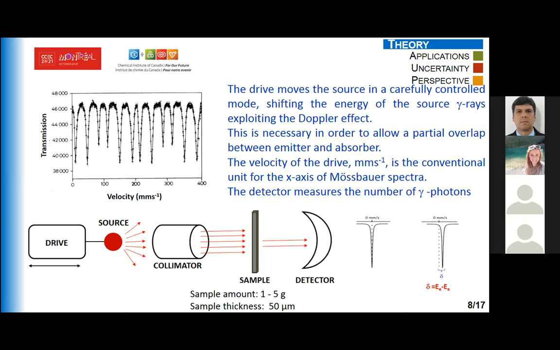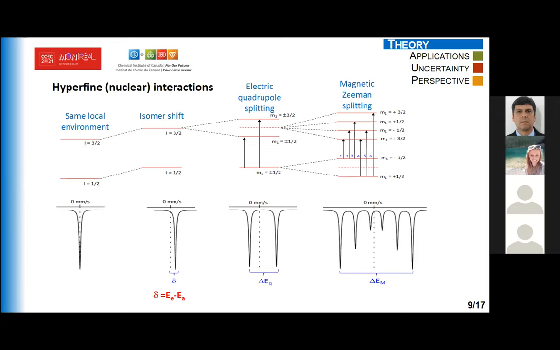By Mossbauer spectrometry, three main types of nuclear interactions can be observed. These are isomer shift, electric quadrupole splitting, and magnetic Zeeman splitting. Isomer shift is related to the Coulomb interactions between protons in the nucleus and the neighboring electrons. And as I told before, this interaction causes a change in the nuclear energy levels. In order to bring the emitter and the absorber into resonance, the source has to be moved, causing a shift of the signal, this delta shift.